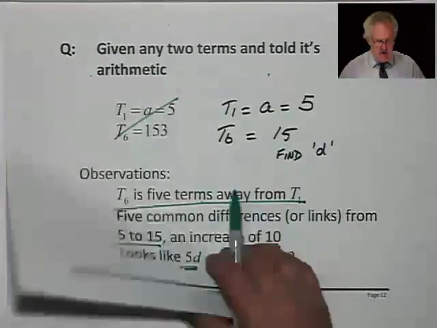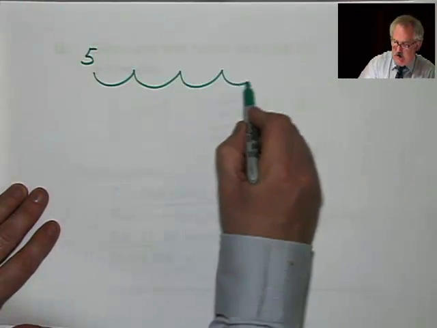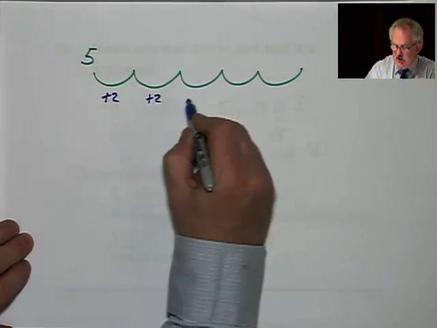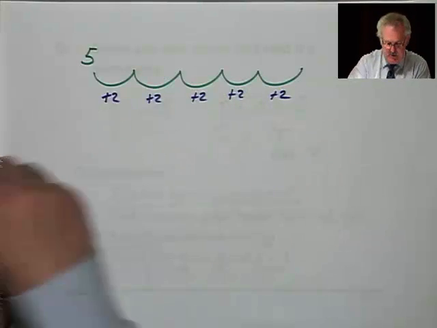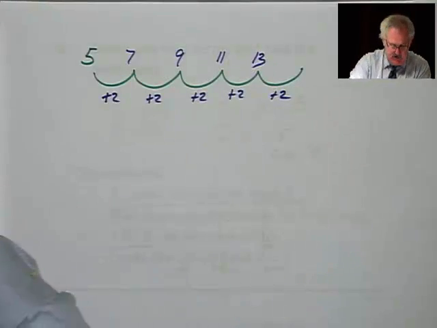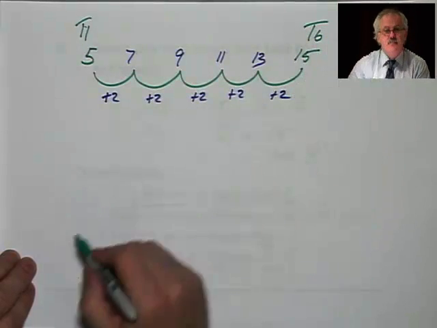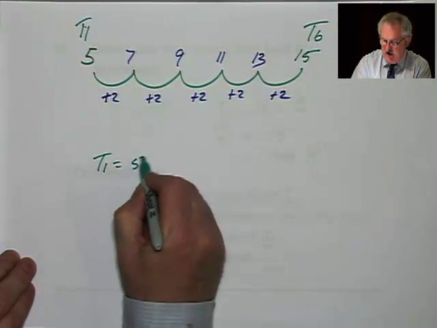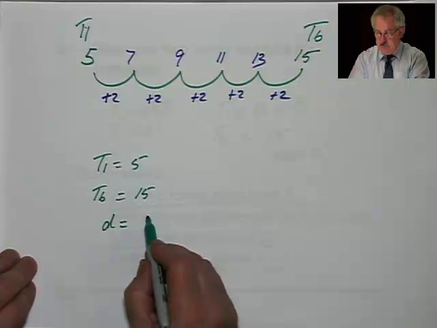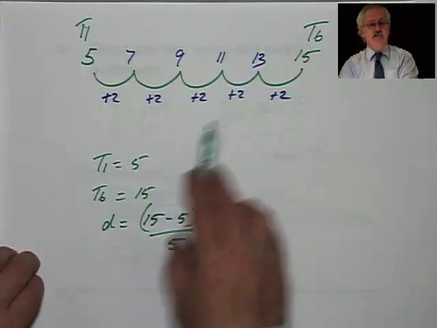And does that make sense? Well, if we were to look at it, we'd say 5 is here, 2, 3, 4, 5. Let's add 2 all the time, plus 2, plus 2, plus 2, plus 2, and plus 2. We end up with 7, 9, 11, 13, and back to our 15. This is T1, that's T6. So T1 was 5, T6 was 15. We found D as 15 minus 5 divided by 5, because there were 5 D's in the gap.